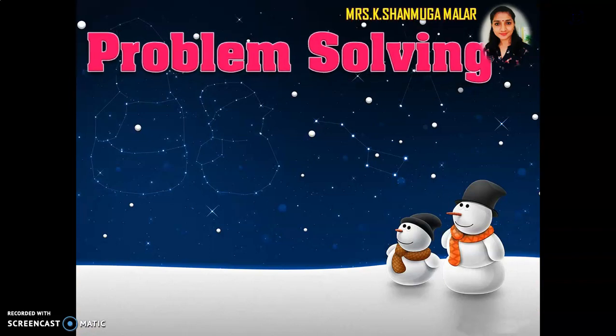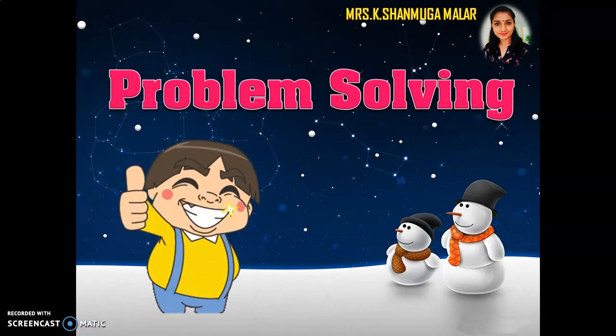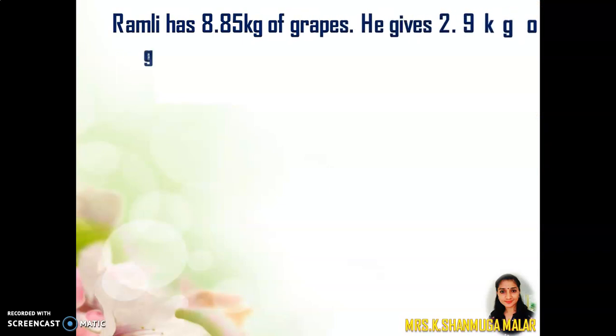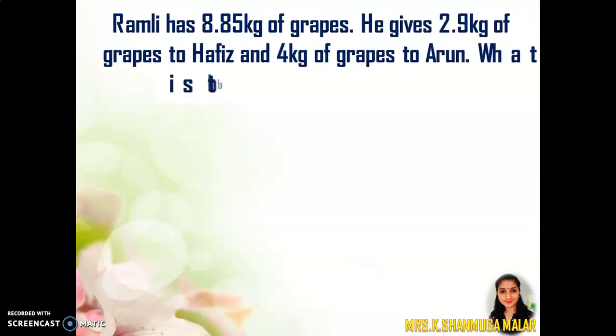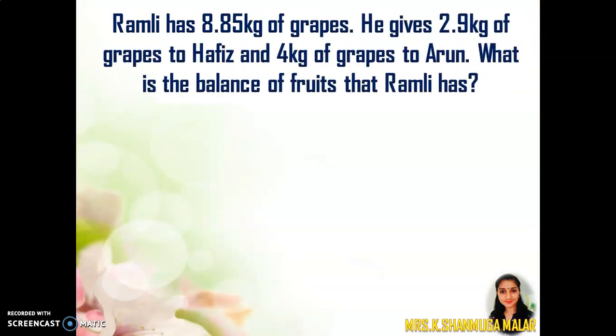Next, teacher is going to teach you some problem solving questions on subtraction of decimals. Let us see the first example. Ramli has 8.85 kg of grapes. He gives 2.9 kg of grapes to Hafiz and 4 kg of grapes to Arun. What is the balance of fruits that Ramli has?